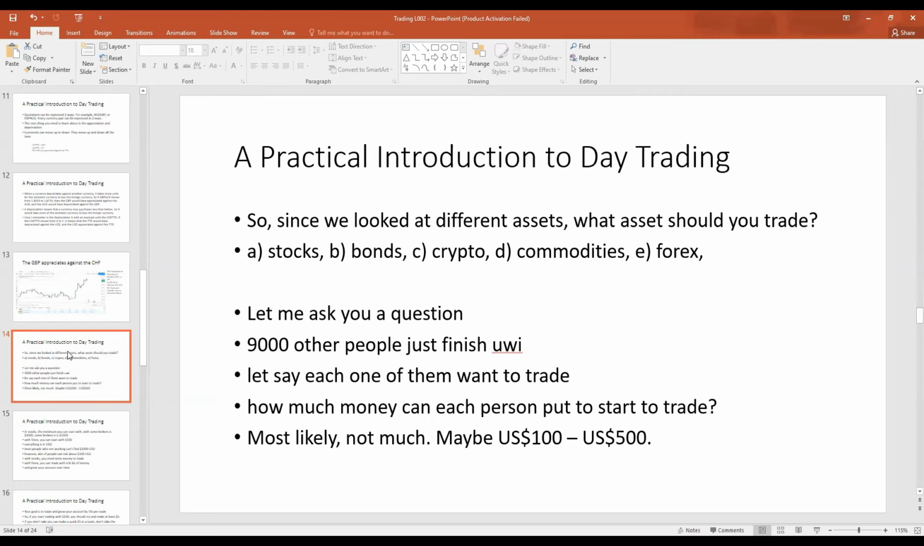Some people may have deeper pockets and they may be able to open an account with $2,000 to start trading. However, not everyone has that large amount of money. So it is reasonable to expect that most people will only be able to open an account with about $100 to $500. So if you have only $100, can you trade stocks? That's a very good question, because some stocks are $100.